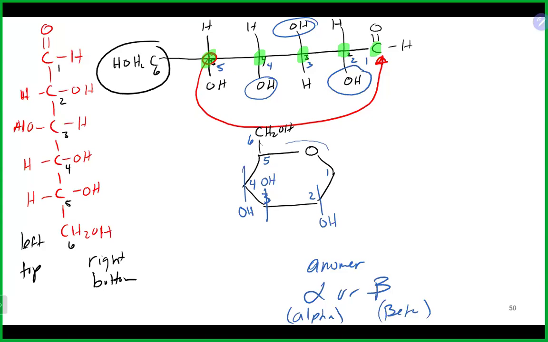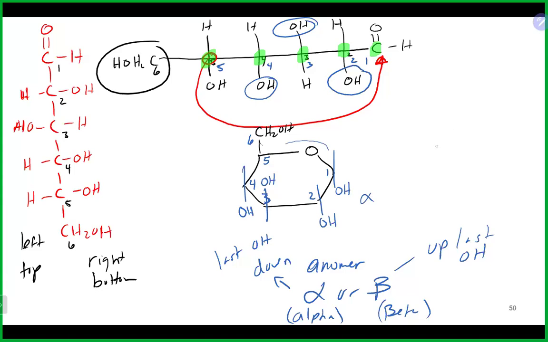So alpha in this case means that we're going to put the last OH group down. And beta should mean that last OH group goes up. So in this case, if we put the last OH group, which would go right here, down, that would be our alpha.